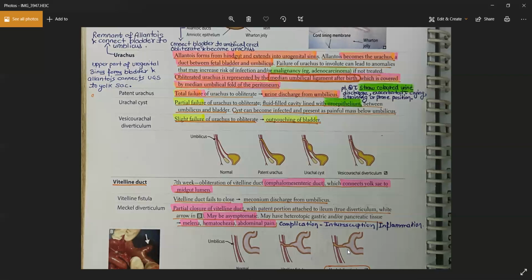Okay, and what does this rule of 2 say? Anyone remember? 2 times more likely in the male. Yeah, 2 inches long. 2% of the population. Yes, and 2 feet from the ileocecal valve. So this is the rule of 2. Please remember this about Meckel's diverticulum.